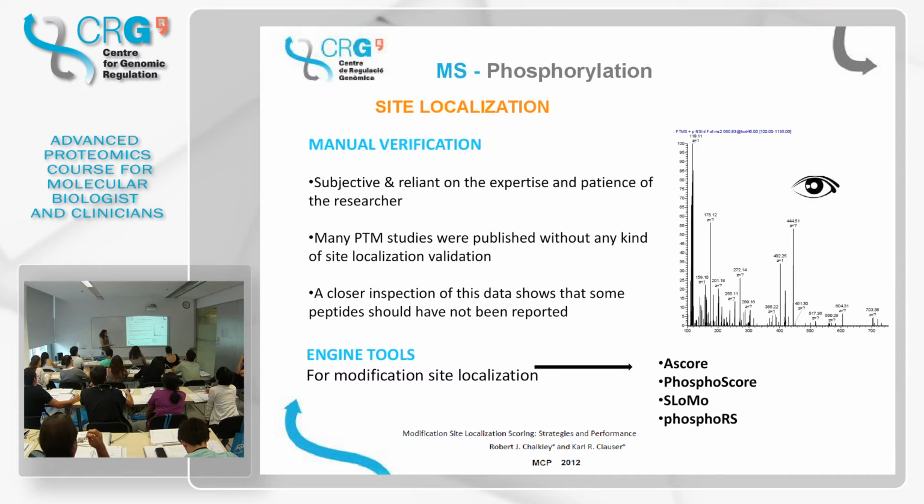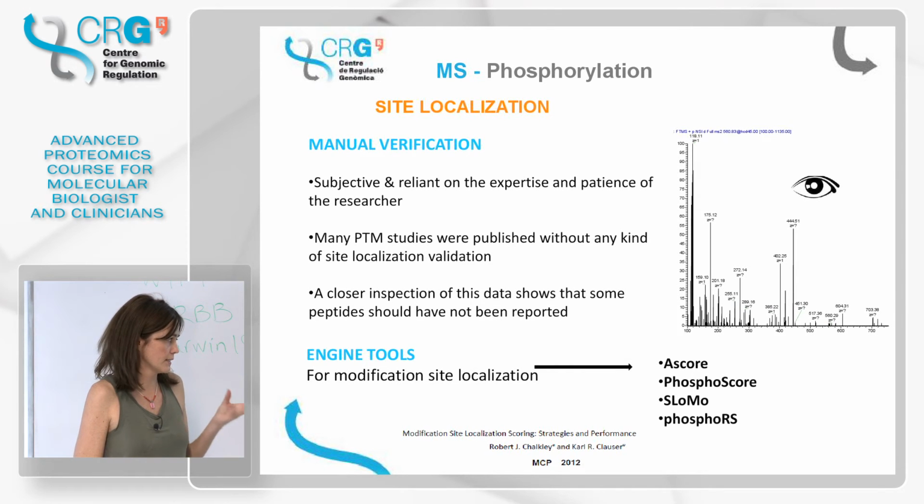What do we do? Well, a little bit what we were doing now, no? We can do a manual verification, go ion by ion and see. This is, of course, very subjective and depends on the experience and the patience of the person looking at the spectra. Many PTMs have been published with some doubts about where was that phosphorylation. A closer inspection tells us that some things that have been reported are not so clear.